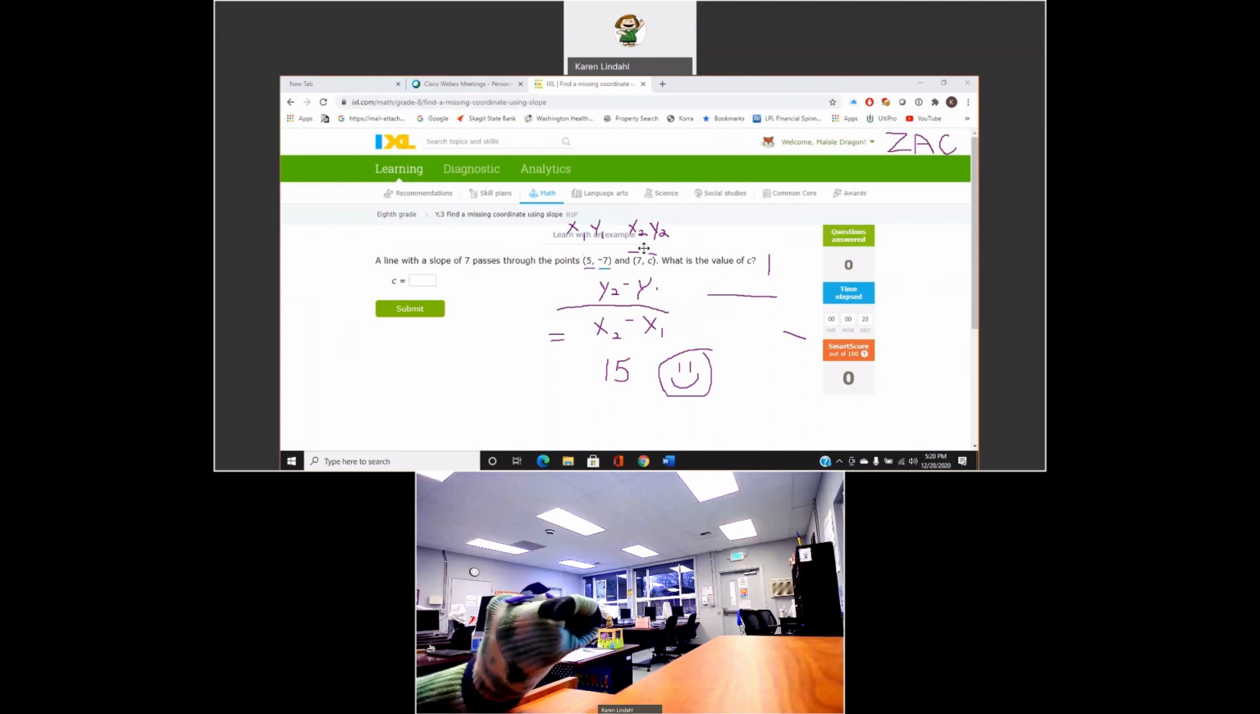There we go. 5, negative 7 is the first point, and the second point has an unknown coordinate. And when we write it out, we're going to substitute those numbers in for x sub 1 and y sub 1 and x sub 2 and y sub 2. So we're going to substitute those. But I'm not very happy about it. Okay, here we go.